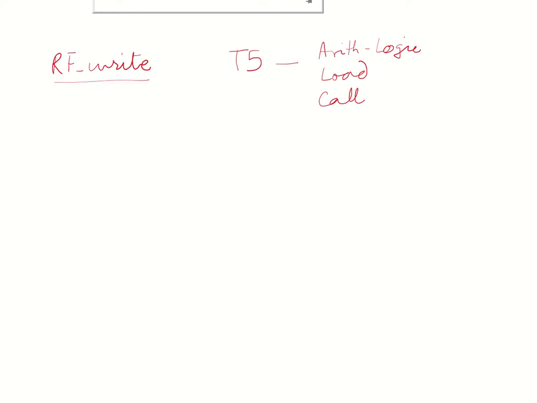Let us take an example of hardware generation of control signals. Suppose we have a register file write control signal which is generated or required in the T5 stage for all arithmetic and logic instructions, and for a load instruction, and in case there is a call instruction also. You know that register file write means that the result has to be written back into the register file.